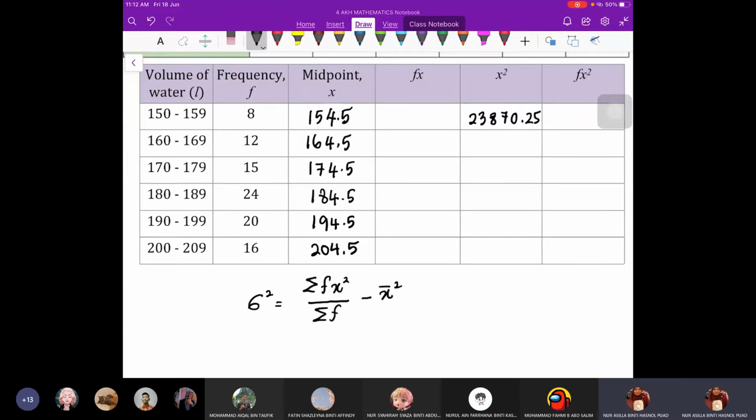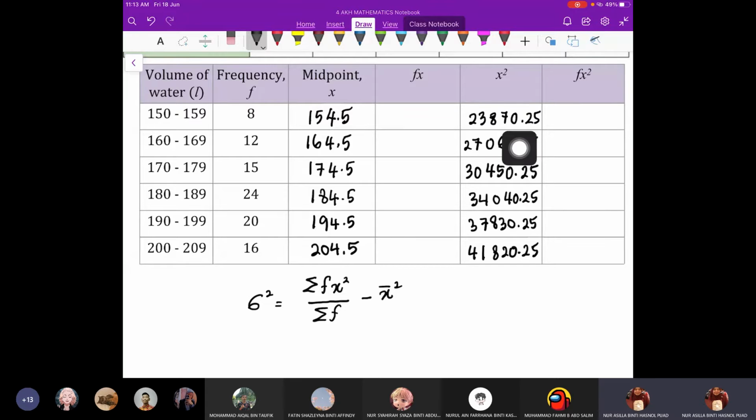Okay. And then 164.5 square, 27060.25. 174.5 square is 30450.25. And 184.5 square is 34040.25. And then 194.5 square, 37830.25. And finally 204.5 square, 41820.25. Okay. So dalam formula, it wanted fx square.